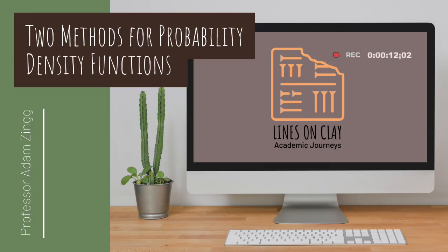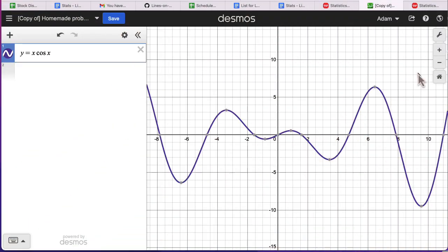We've taken a look at a couple of these homemade PDFs in Desmos so far. I'm going to show you two ways of doing the same thing. One of them is going to be a review, and the other one is going to be something that we haven't really looked at yet. I have this random variable x that can take on legal values between 0 and 5 pi over 2.